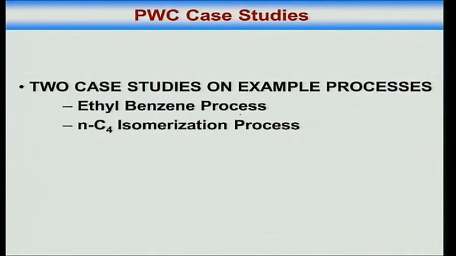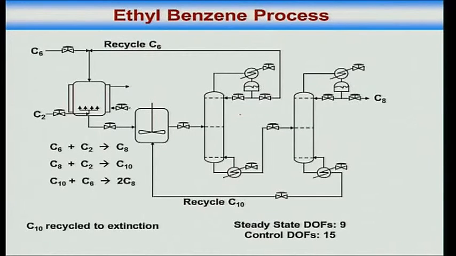Two case studies. So here is benzene plus ethylene alkylation gives you ethyl benzene. Polymerization of ethyl benzene gives styrene, which is a polymer. The ethyl benzene further alkylates with ethylene to give diethyl benzene C10. And what you do is, C10 reacts with C6: diethyl benzene reacts with benzene to give 2 moles of ethyl benzene.